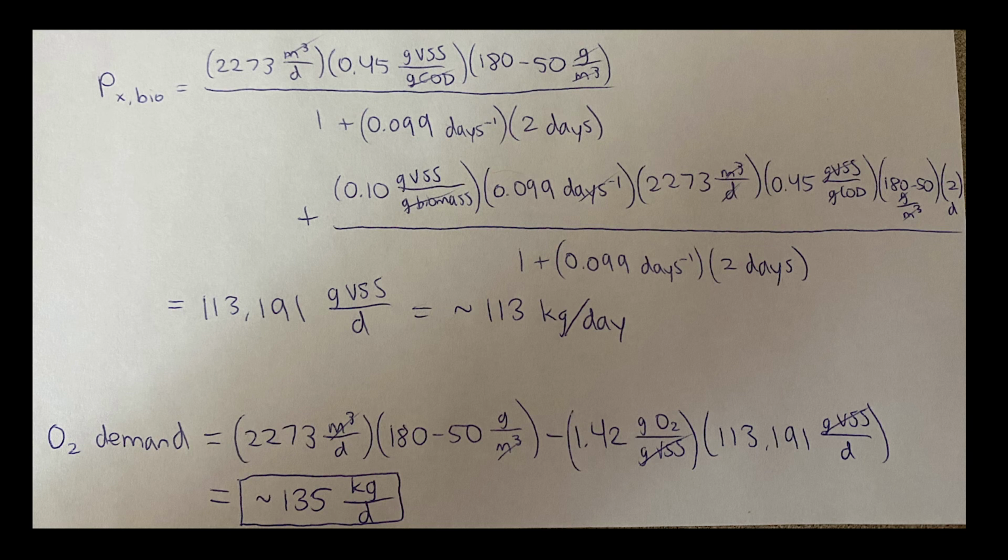So now that we have that value, we can plug it into the oxygen demand equation using our flow rates and our BOD concentrations coming in and leaving the system, and of course converting between grams of VSS to grams of oxygen using our value of 1.42. And we get a value for oxygen demand equal to approximately 135 kilograms per day.